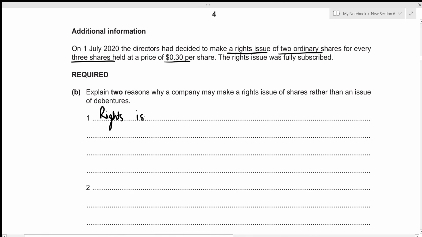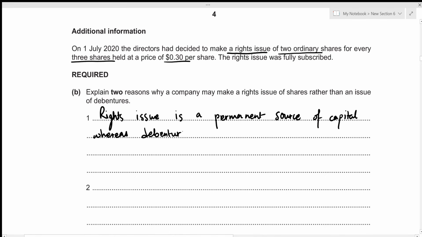So rights issue is a permanent source of capital, whereas debentures are a liability that must be repaid at a future date.